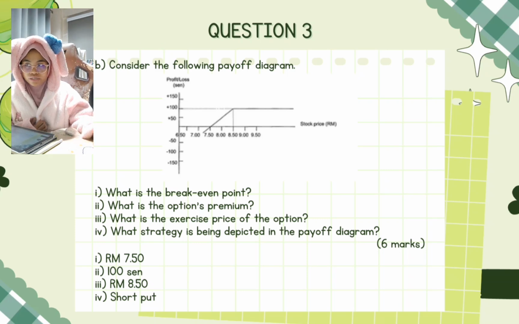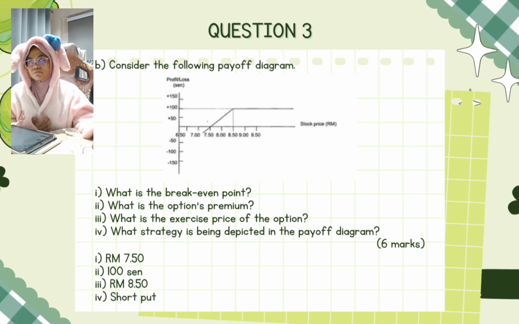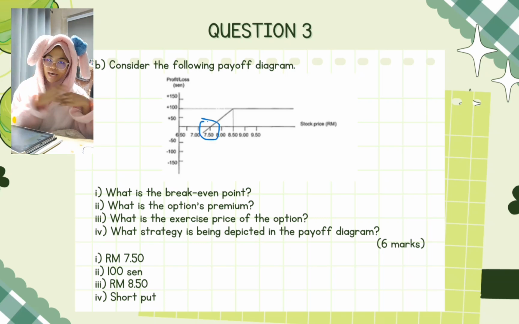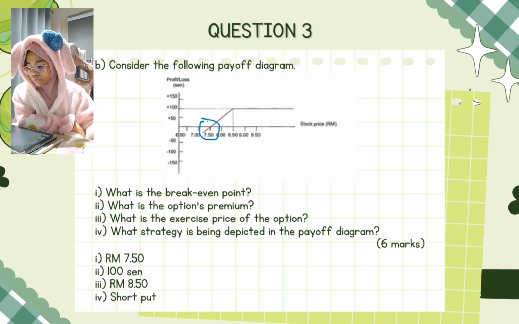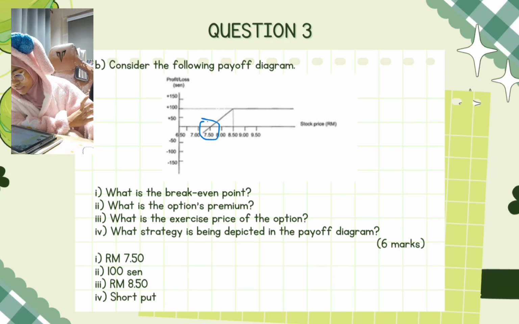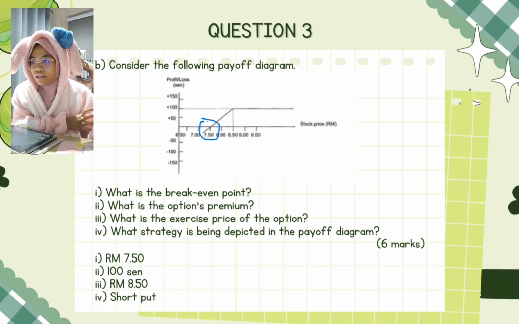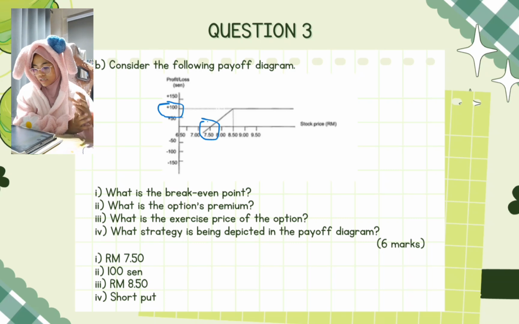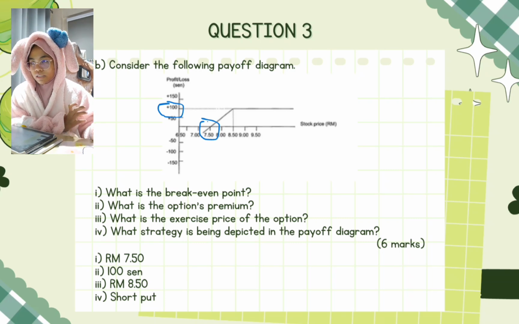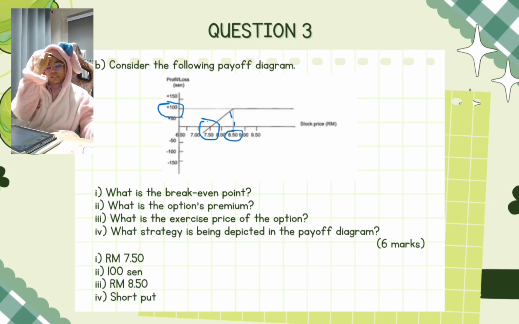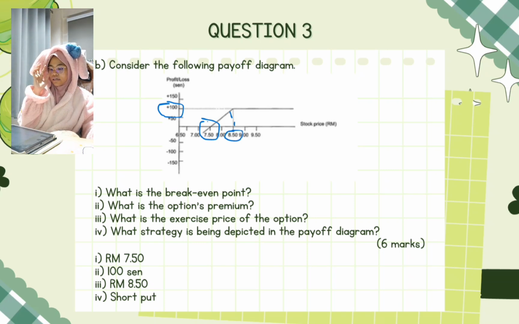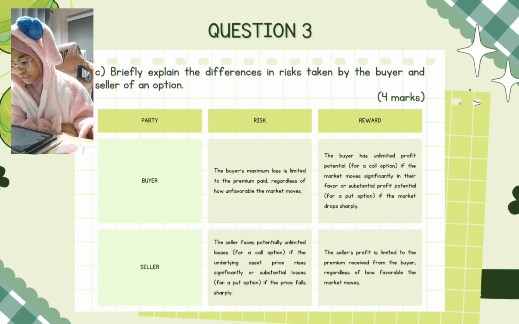So the break-even point is the point where the line touches the x-axis. So this is the break-even point, which is RM 7.50. So the option premium is this one, the one from the y-axis, which is 100 cent. And exercise price. The exercise price is the one here. This is the exercise price, which is RM 8.50. And the strategy being depicted, okay, so this is a short put strategy. Okay, next question.